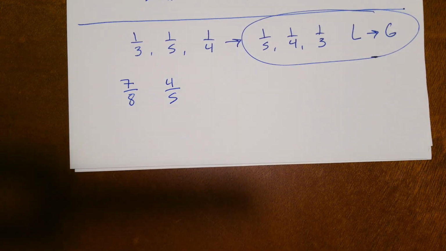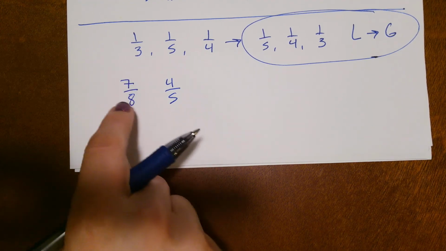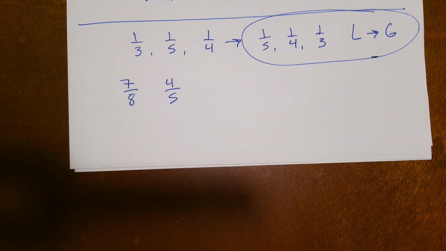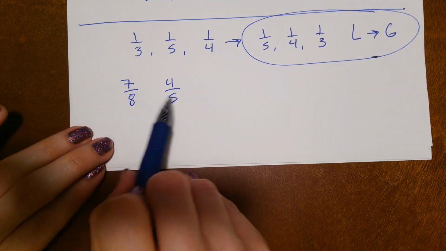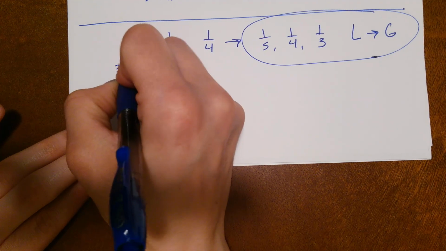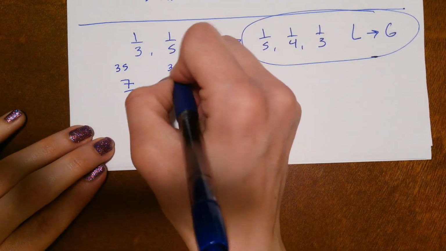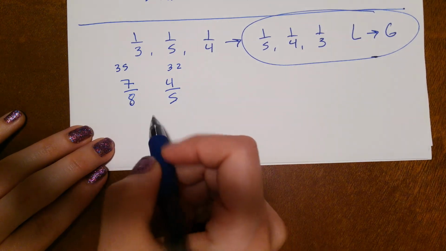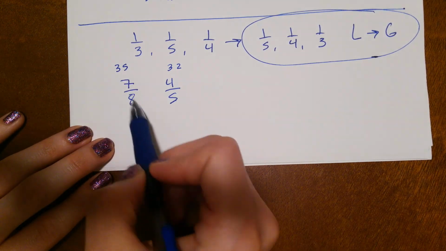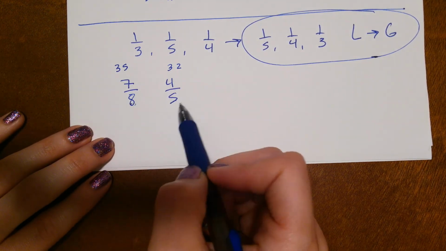They're both pretty close to a whole, right? This is 7 out of the 8 pieces, and this is 4 out of the 5 pieces. So they're both pretty close to a whole, but which one is bigger? We can use cross multiplication to see. So 7 times 5, this gives me 35. I'm not even going to write the whole thing out. And 8 times 4 gives me 32. What that indicates to me is that 7/8 is larger than 4/5.